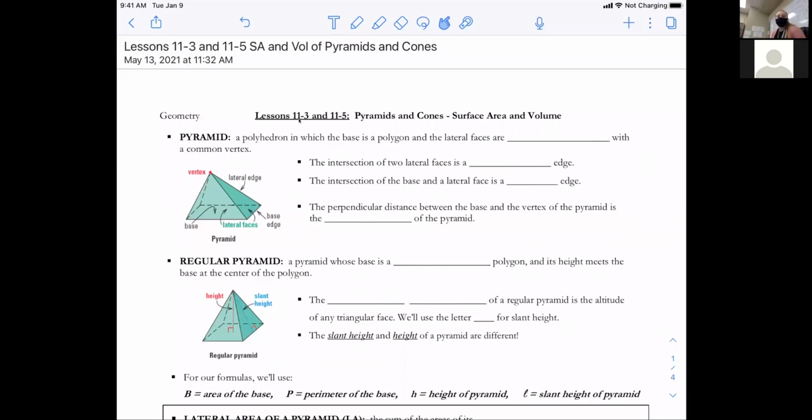Okay, we are doing 11.3, 11.5 today. So again, yesterday we did prisms and cylinders, and today we're doing pyramids and cones. They're still 3D shapes. A pyramid is still a polyhedron, just like a prism was. But in this case, it only has one base that's a polygon, and its lateral faces are instead triangles.